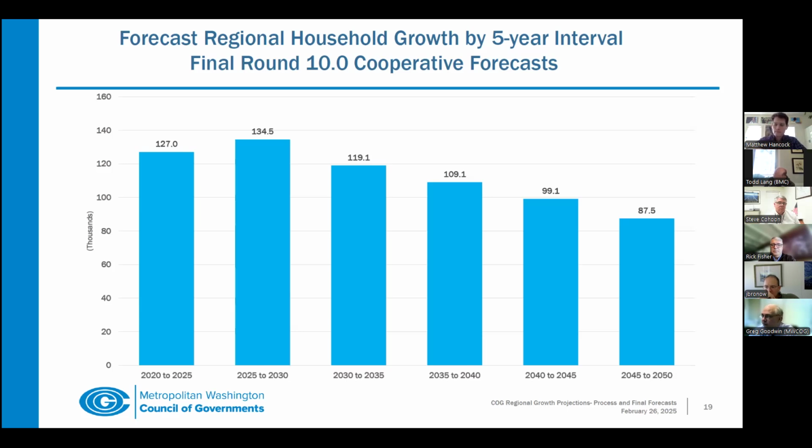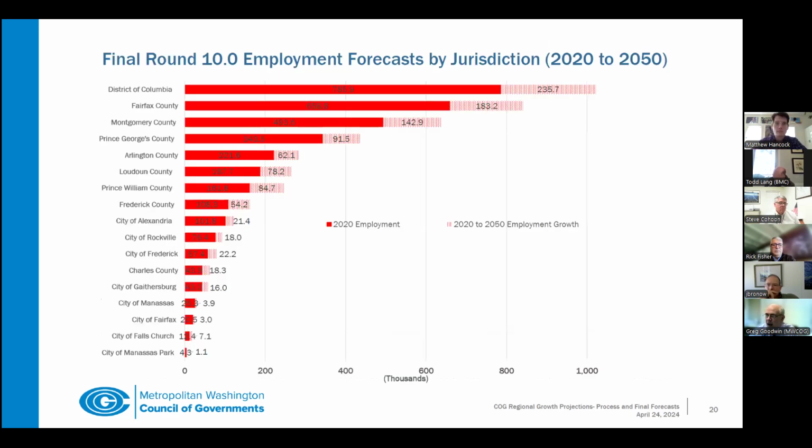So again, at the jurisdictional level, and I'll move through this presentation, the District of Columbia will have the most jobs in the COG region, around 786,000 in 2020. That is expected to grow by about 236,000 more jobs by 2050. But again, we're not seeing as much growth in jobs in 2024. Fairfax County was the next fastest growing in terms of jobs for our Round 10 forecast.